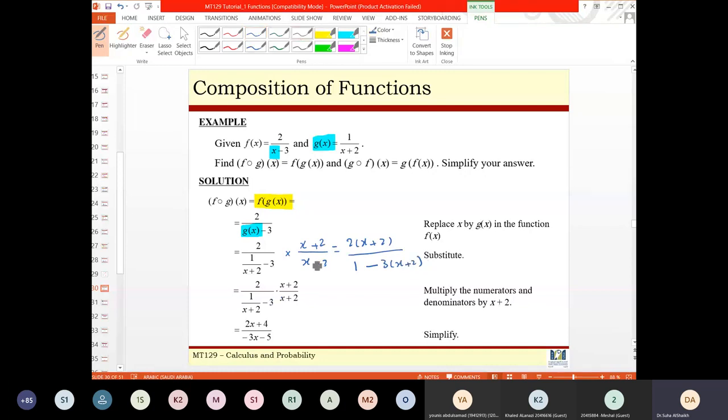The x plus 2 will be multiplied with the bottom, يعني multiply with this and multiply with this as well. Multiplied with 1 على x plus 2, it will cancel the denominator and it will be 1. Multiply with 3, it will be 3 times x plus 2. Now I cancelled مقام المقام. So this will be 2x plus 4, and this will be 1 minus 3x minus 6. So this equals 2x plus 4 divided by minus 3x minus 5, and this is the simplest.